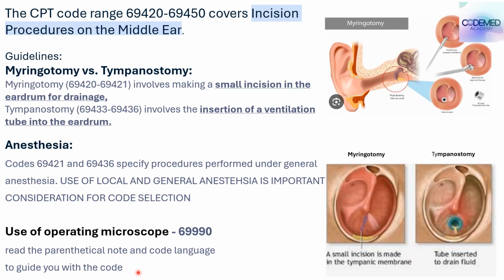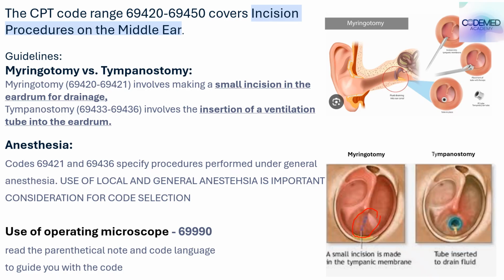So the next important topic is the codes related to the middle ear, and in that I would like to explain the concept of myringotomy and tympanostomy. Myringotomy involves making a small incision in the eardrum for drainage. If you see this particular diagram here, we have given a small incision so that whatever pus has accumulated in the middle ear gets drained out through the tympanic membrane.